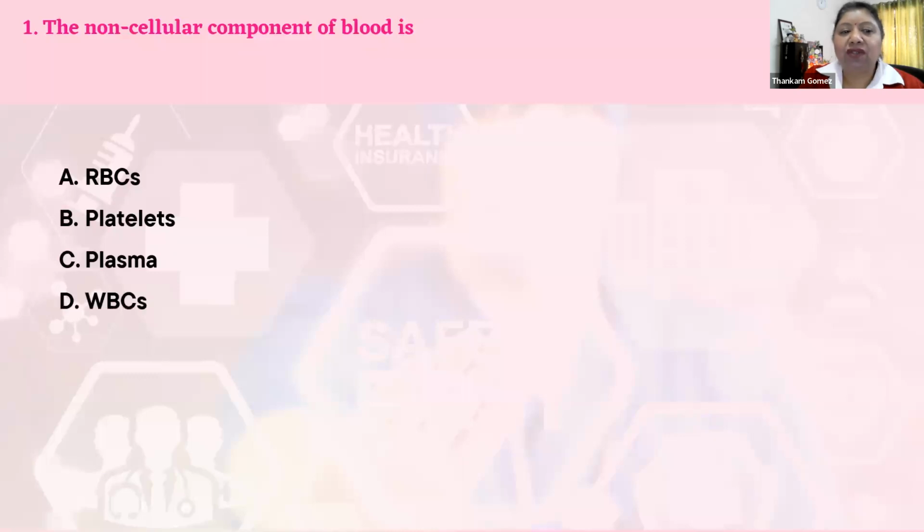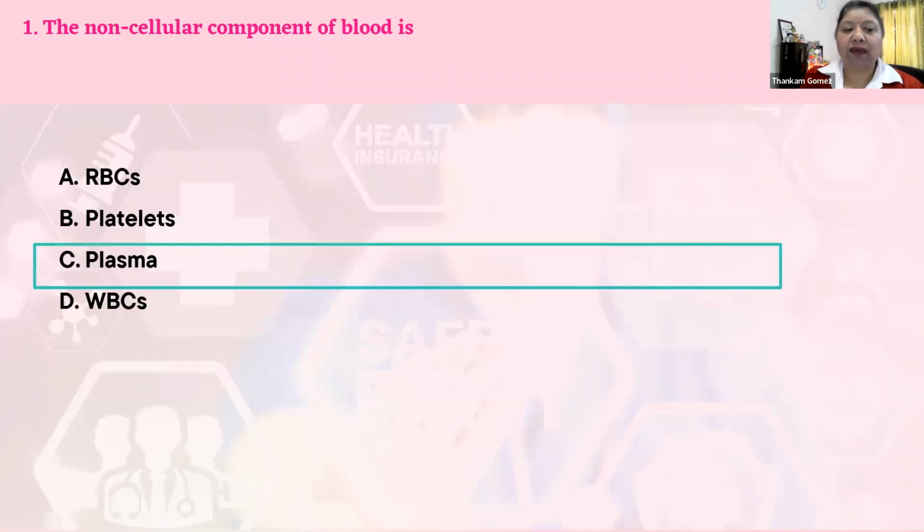The non-cellular component of blood is, now this is a very easy question. I'm sure that many of you will get this right in one go itself. Plasma. Rest are all cells. Okay. Now this is just to understand that when you're getting into transfusions, you understand the blood a little bit.